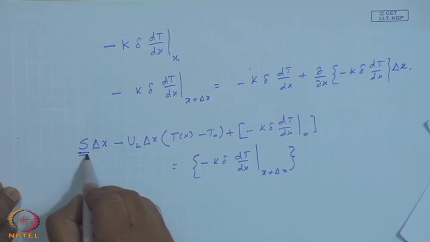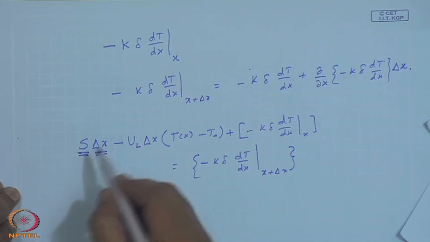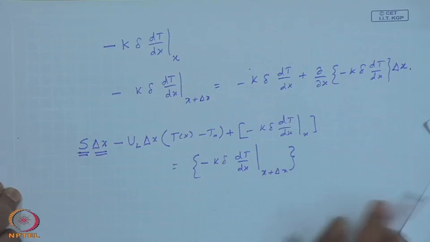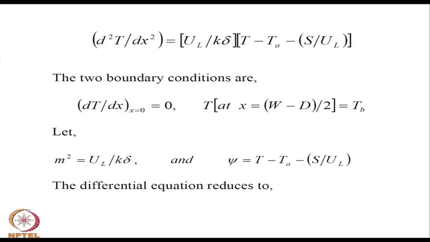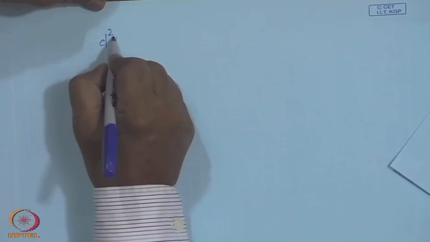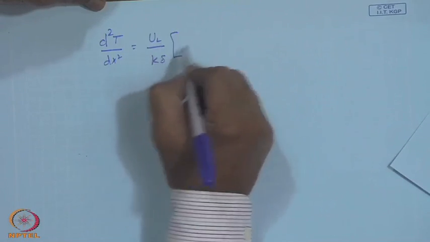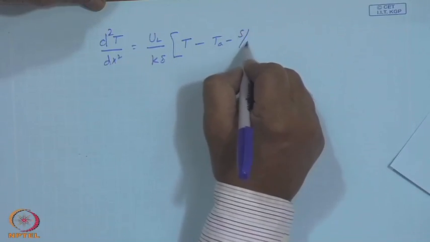So, this is written as a balance equation. Incoming radiation is the absorbed energy multiplied by delta x and a unit length perpendicular to the plane of the paper, minus the losses over the same area, and what enters is minus k delta dT/dx, and what finally goes out is minus k delta dT/dx at x plus delta x. If you take the limit, you will get an equation of d squared T by dx squared equal to U L upon k delta times T minus T a minus S upon U L.